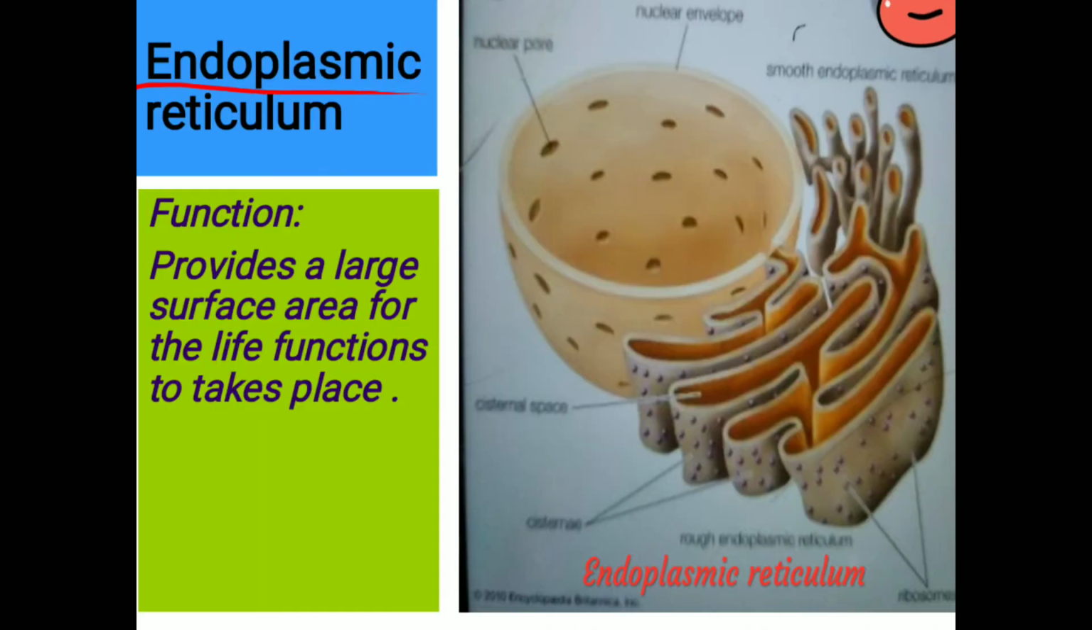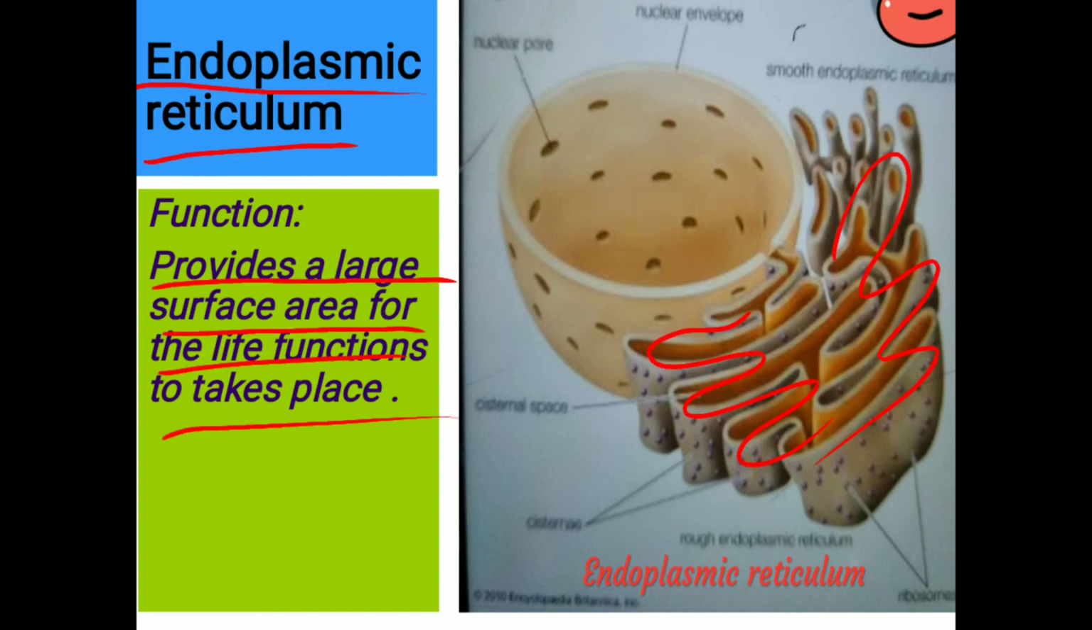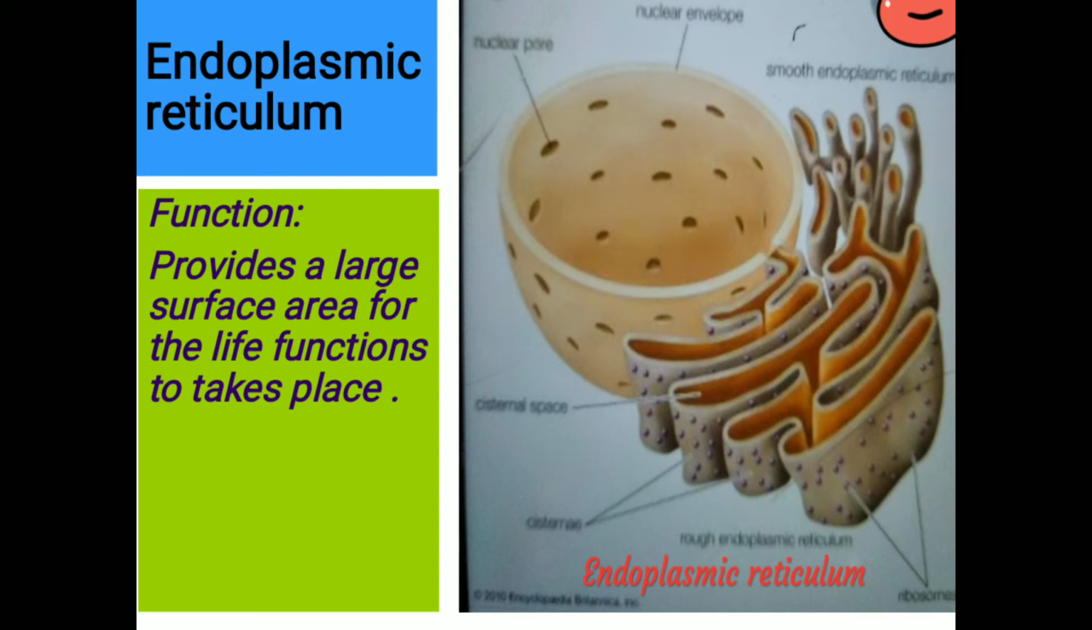Next one is endoplasmic reticulum. Endoplasmic reticulum has a network of membranes. It provides a large surface area for the life functions to take place. It means it expands the area for the life functions to take place here.